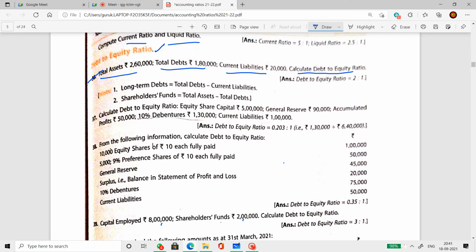Long-term debts means total debts minus current liability, because total debts includes long-term and short-term debts, right? Long-term debts plus short-term debts forms total debts. Short-term debts is otherwise called current liability. Long-term debts is otherwise called non-current liability. So total debts minus current liability will give you long-term debts or non-current liabilities.